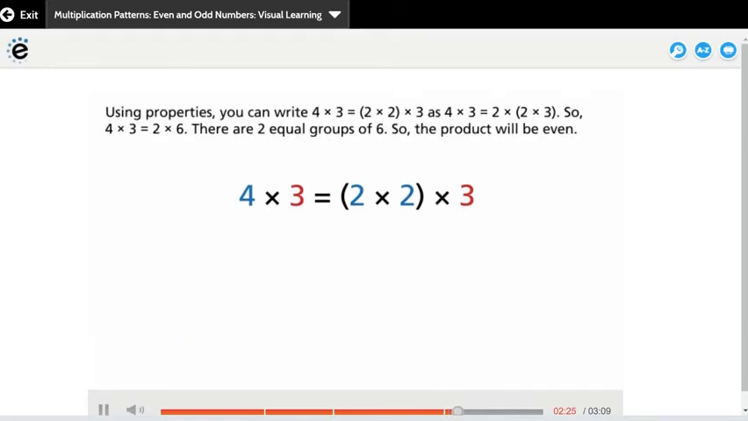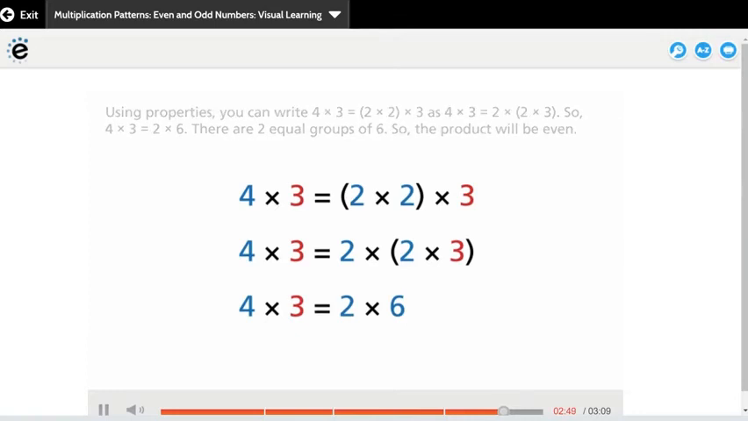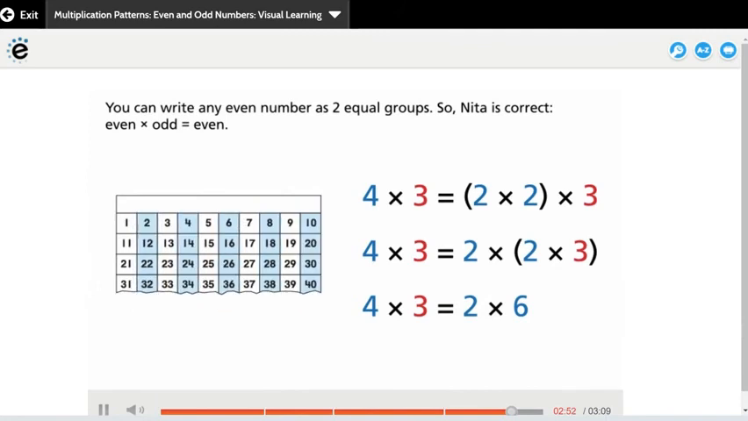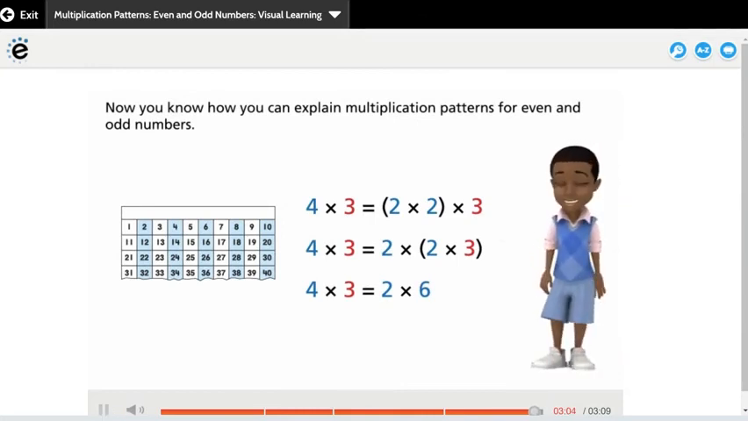Using properties, you can write 4 times 3 equals 2 times 2 times 3 as 4 times 3 equals 2 times 2 times 3. So, 4 times 3 equals 2 times 6. There are 2 equal groups of 6, so the product will be even. You can write any even number as 2 equal groups. So Nita is correct. Even times odd equals even. Now you know how you can explain multiplication patterns for even and odd numbers.